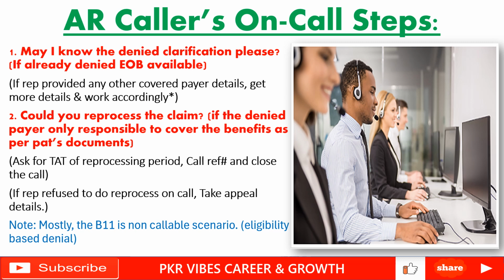Okay guys, now we are discussing AR callers' on-call steps for B11 denial. For example, your claim is submitted to insurance companies and you checked your internal clearinghouse for the claim status of electronically submitted claims, but you don't find any information on your electronically submitted claims in your clearinghouses, and in your respective PMS practice management system you also don't find any claim status. I mean you didn't receive any EOB from the insurance companies.